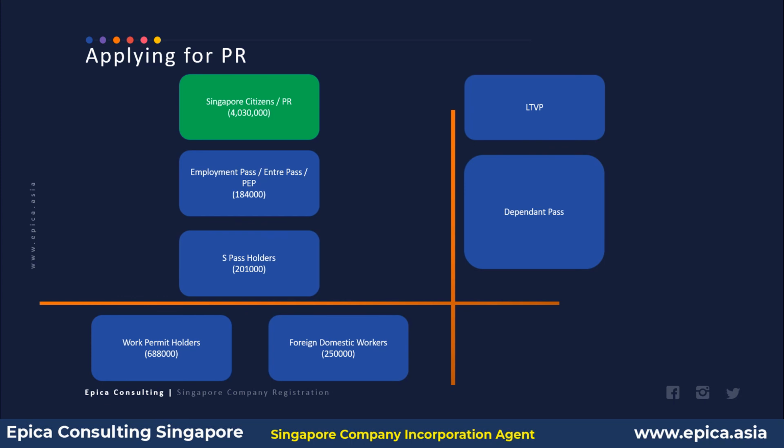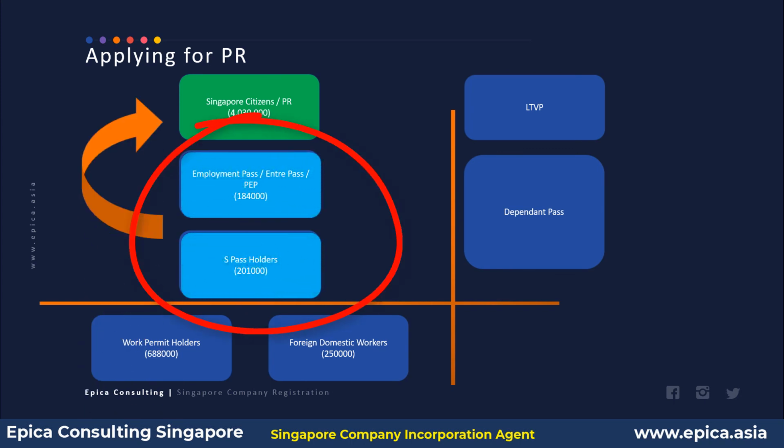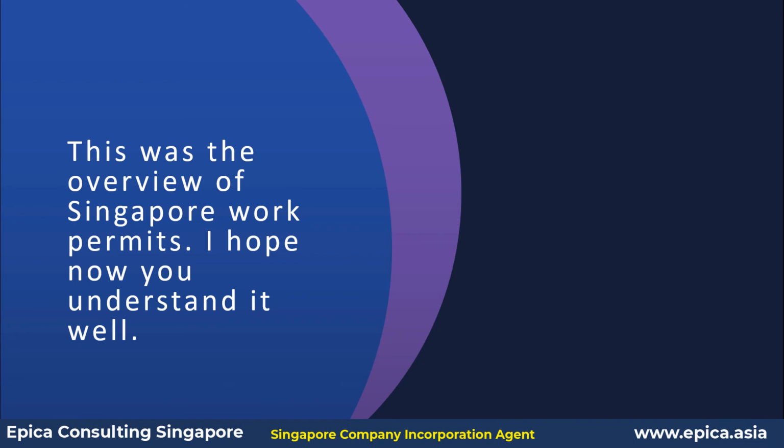And the last point on this slide is applying for permanent residency. So out of all these visas, only employment pass holders and S pass holders are allowed to file for permanent residency in Singapore. Work permit holders, foreign domestic workers are not allowed. When employment pass holder applies for permanent residency, he can also include his dependent pass holders in the application. This was the overview of Singapore work permits. I hope it is clear to you now.